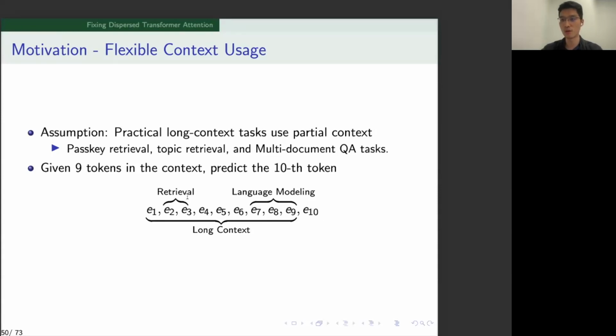But if we want to do retrieval, then maybe the model has to randomly access some of the previous partial inputs. And there are also some other settings. For example, the summarization setting I just described. And there are some other artificial tests.